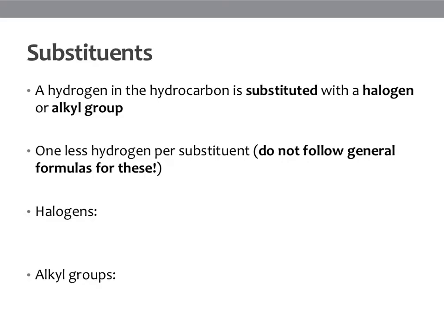Now we get into this thing called substituents. These are things with which you substitute a hydrogen in the hydrocarbon. Typically, they're halogens or alkyl groups at the most basic level. For every substituent you add, you have 1 less hydrogen, so do not follow the general formulas when trying to write a formula for them or drawing their structures. So halogens, these are the group 17 elements. Examples include chlorine, bromine, iodine, etc. What else is there? Fluorine. Forgot about that one.